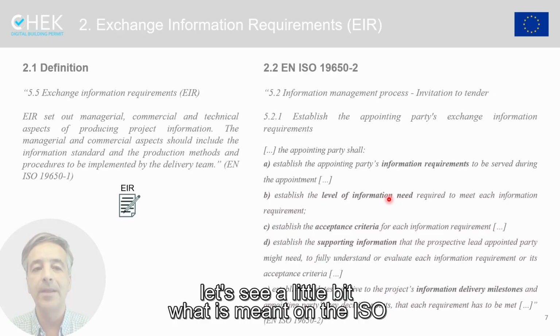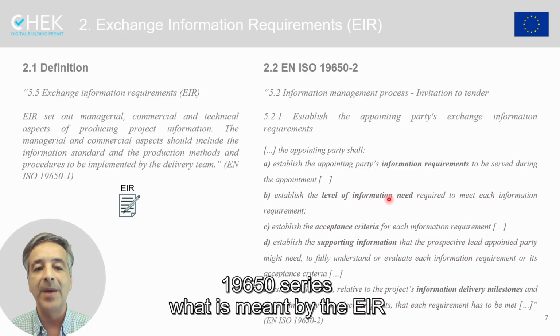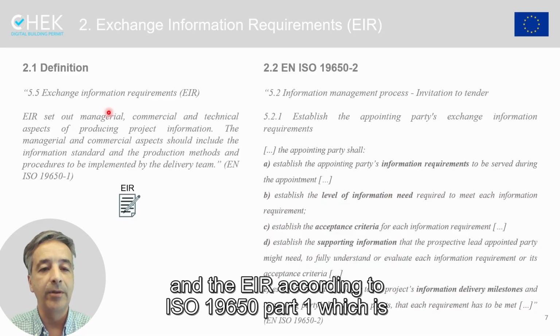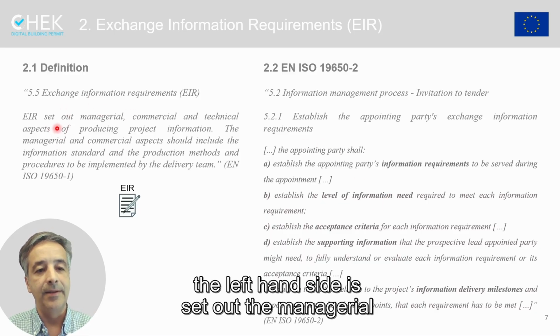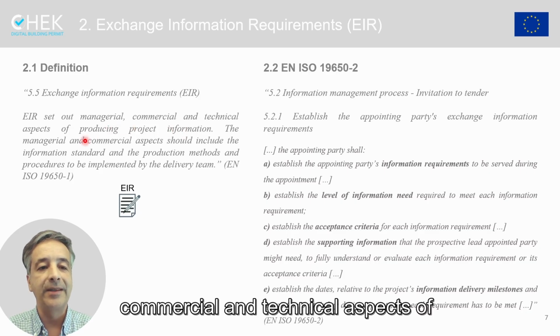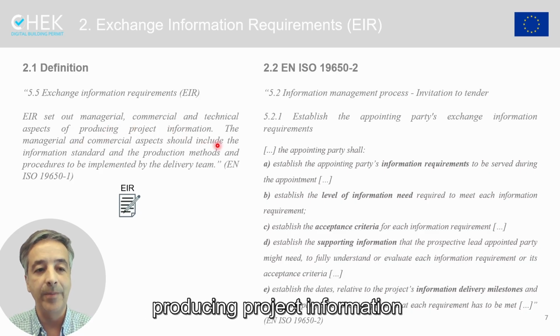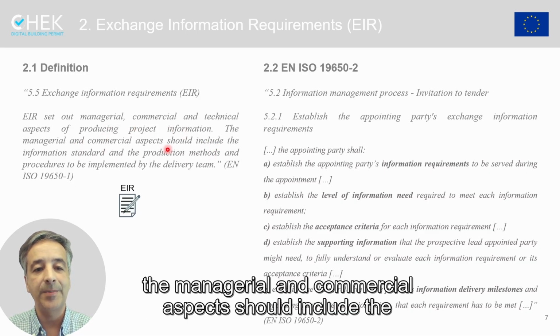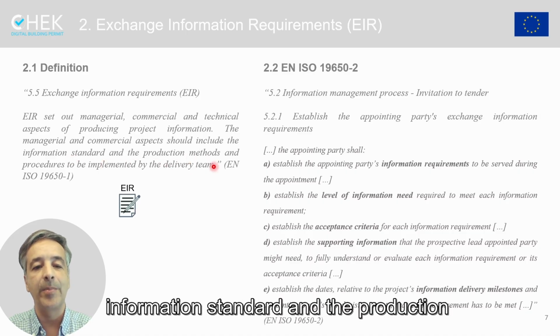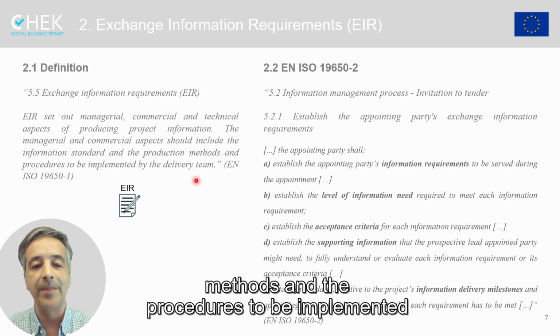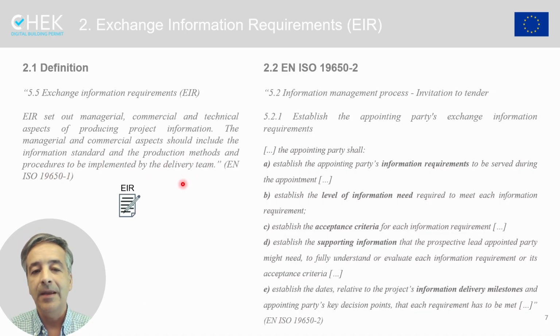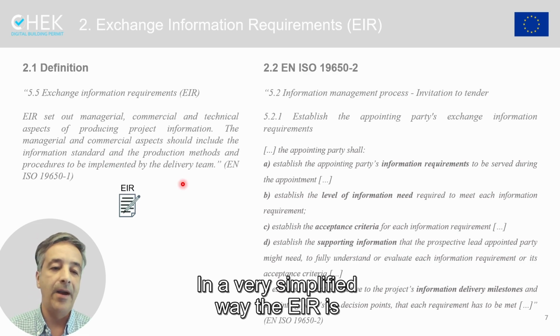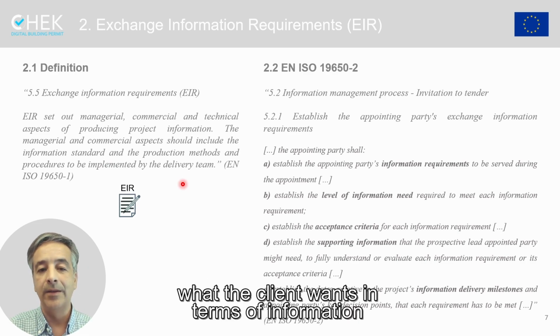So let's see a little bit what is meant in the ISO 19650 series by the EIR. And the EIR, according to ISO 19650 Part 1, which is the left-hand side, sets out the managerial, commercial, and technical aspects of producing project information. The managerial and commercial aspects should include the information standard and the production methods and the procedures to be implemented by the delivery team. In a very simplified way, the EIR is what the client wants in terms of information.